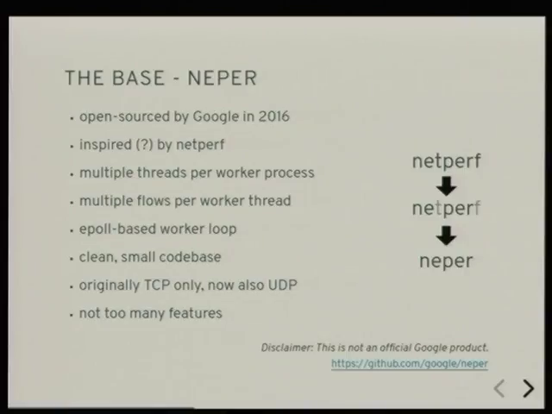Namely, it's multi-threaded, so we can have multiple server or client workers, and each worker can handle multiple flows, multiple sockets. That is thanks to the event-based main loop that polls all the socket descriptors for events. What's important to us is also that it has a clean and small code base, but that is partially due to the fact that it doesn't come with too many features. Originally, it came with only TCP workloads, and only recently we added a UDP workload to that as well.